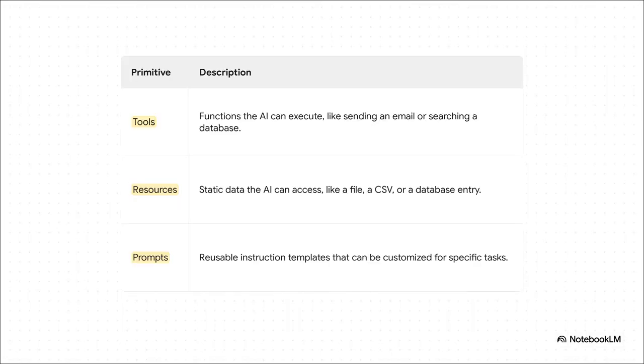So what exactly is on that menu the server can offer? It really comes down to three things. You've got tools, which are actions the AI can take, like actually sending an email. Then you have resources, which is data it can look at, like reading a file. And finally, prompts, which are smart little templates that help guide the AI. All three together give the AI a rich, interactive workshop to play in.